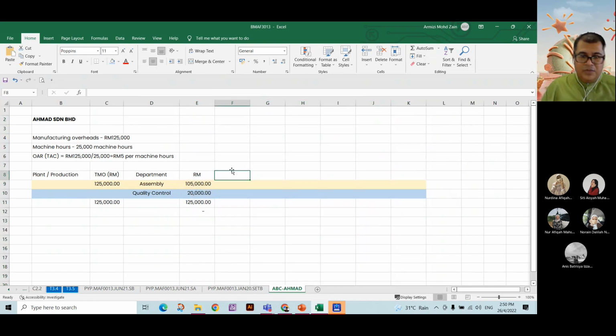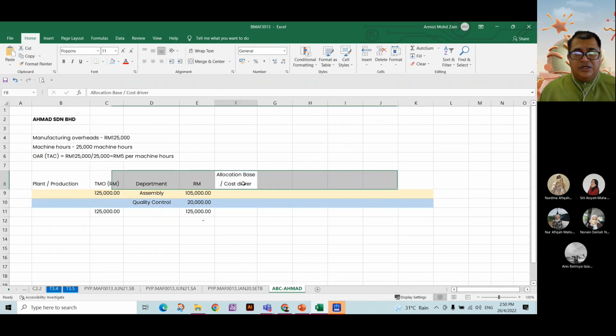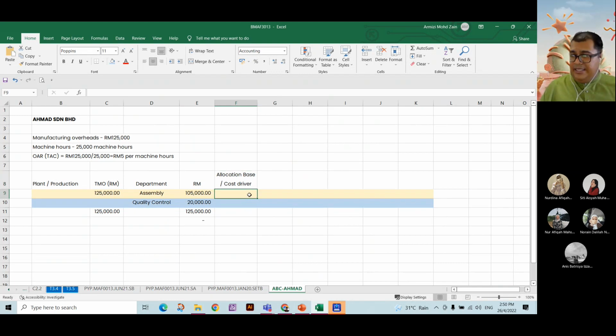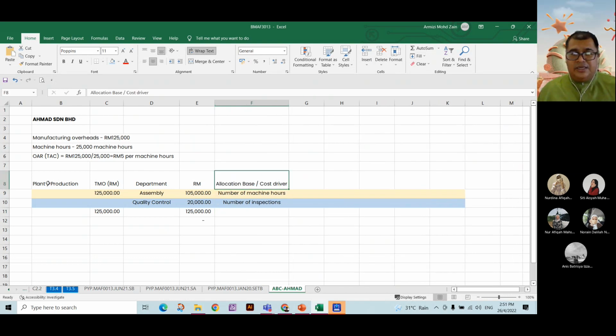Okay, so we look for the allocation base, or what we call the cost driver. The cost driver: what do we want to use to drive the cost? Allocation base or cost driver. Like this one, assembly, we can use number of machine hours. And for this one we can use number of inspections. Okay, costing. This is what differs between ABC and the traditional method.